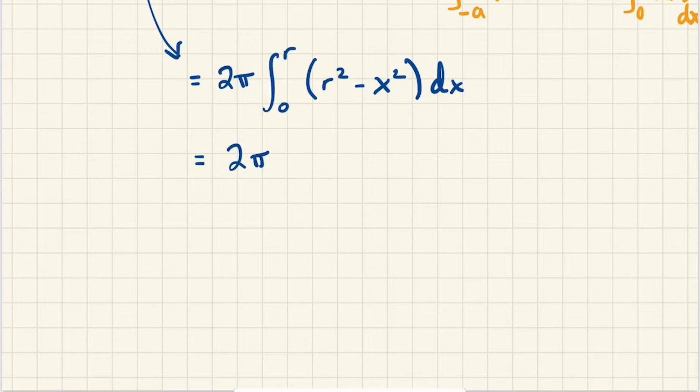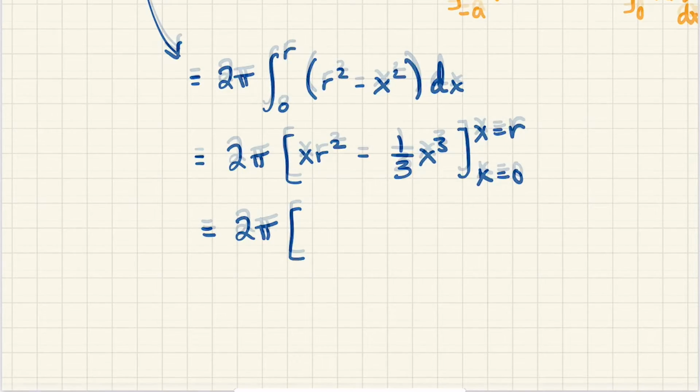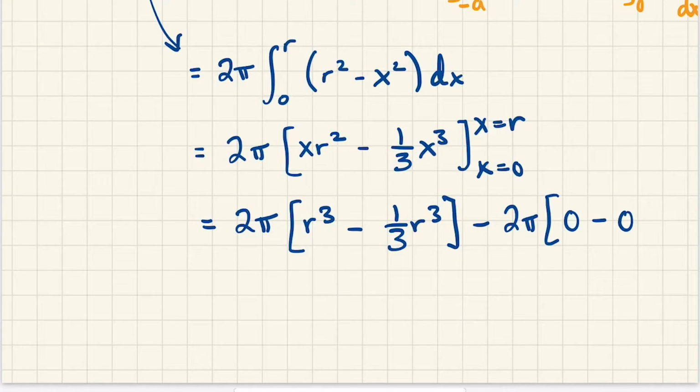This will be 2 pi times the antiderivative of r squared. Now r squared is just a constant, and this antiderivative is with respect to x. So it's going to be x times that constant minus the antiderivative of x squared, which is that. And x starts at 0 and x ends at r. So we're going to have 2 pi times, we'll plug r in for x, so that'll be r cubed minus 1/3 r cubed, minus 2 pi times, now we'll plug 0 in for x, but we can see that's going to just zero everything out.